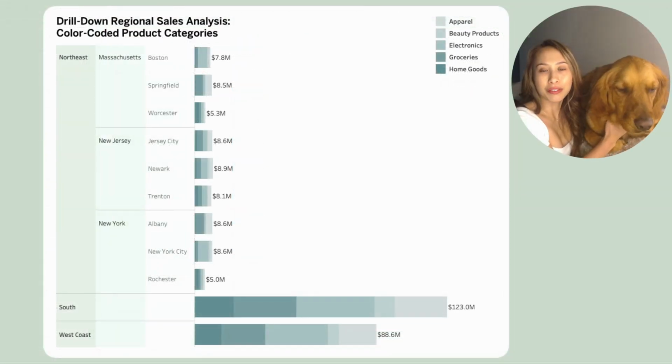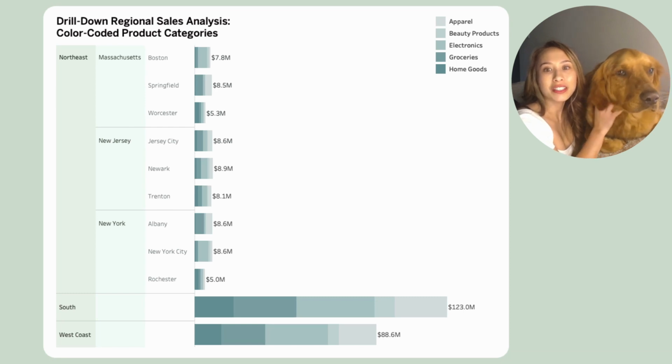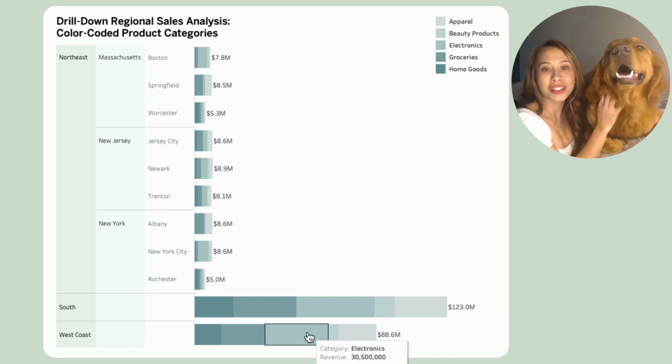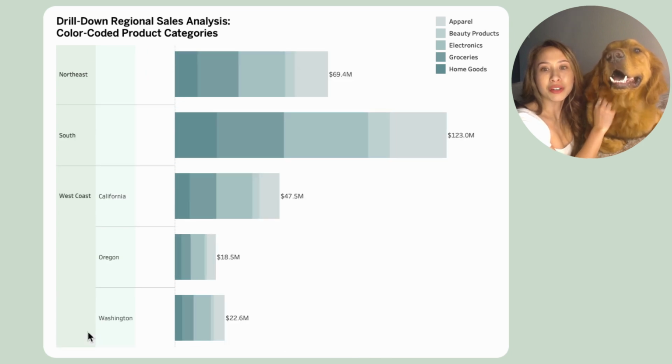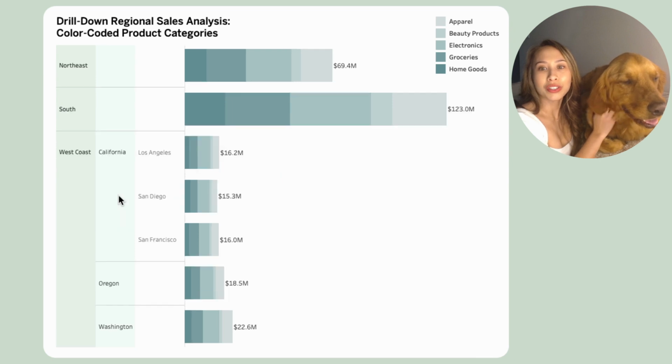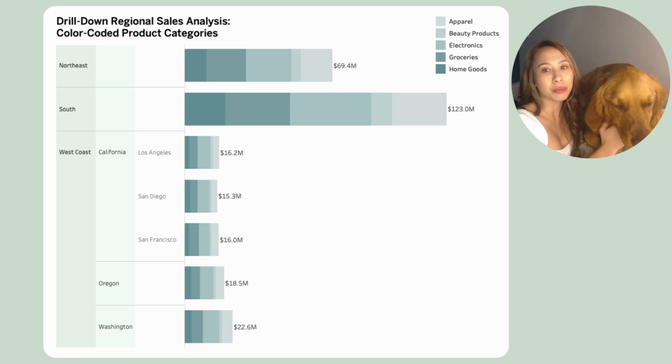Now we have a drill down of regional sales analysis that is color-coded by product categories. This interactive graph makes it easy to look at the sales revenue from different regions, states, and cities. We can see that a majority of the West Coast sales revenue is electronics. And if we click into it, we can see that California plays a big role. Three-level drill-down dashboards reduce the visual clutter, which makes navigating the dashboard more intuitive, and it allows users to dial in on specific regions.